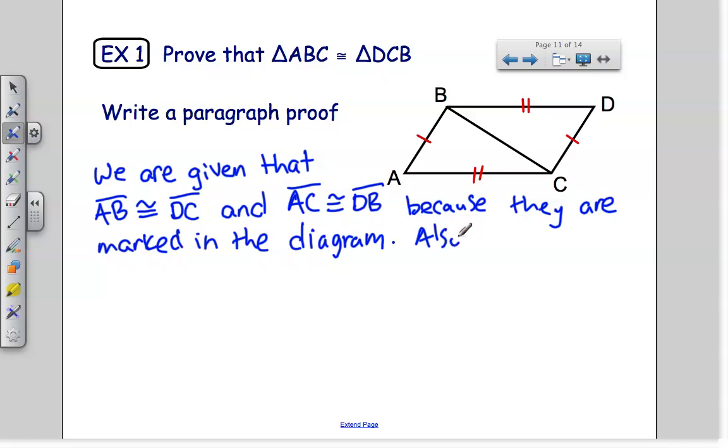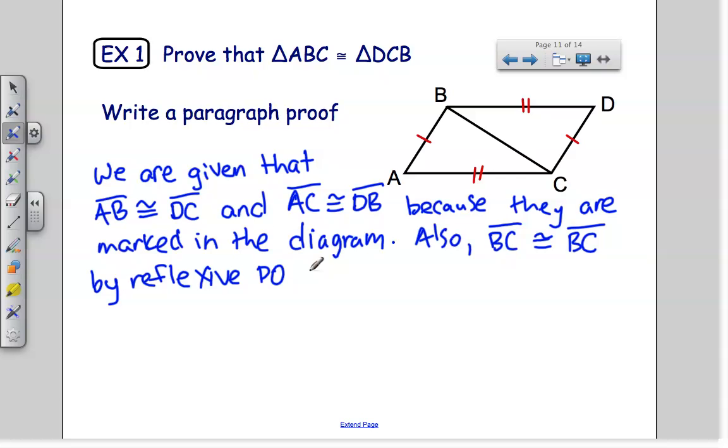Also, I'm going to list that last side. Remember, side BC is a shared side, so it is congruent to itself. BC is congruent to BC by what property? Anything is congruent to itself by reflexive property. Look in the mirror, see your own reflection, remember? And property of congruence, because we're saying 2 things. One thing is congruent to itself. And now, check it out. Here's my first pair of sides that are congruent, my second pair of sides that are congruent, and my last pair of sides was shared.